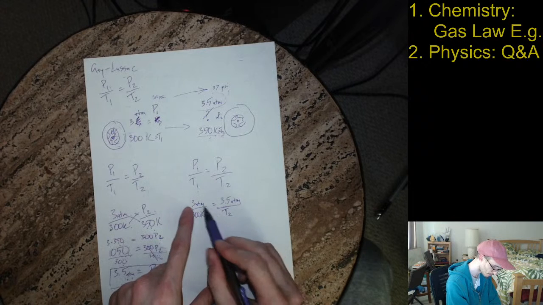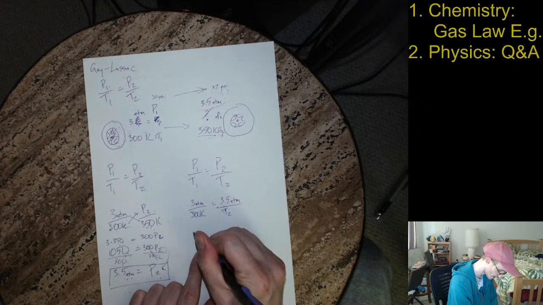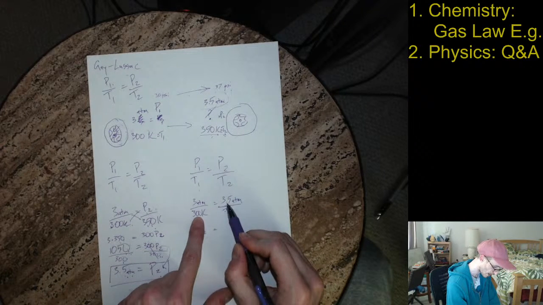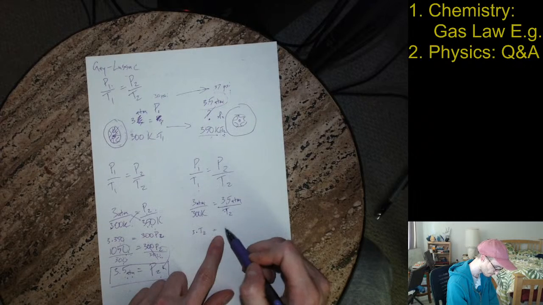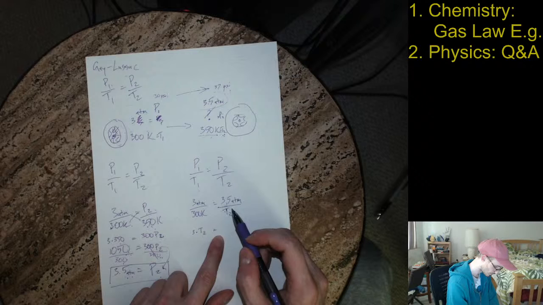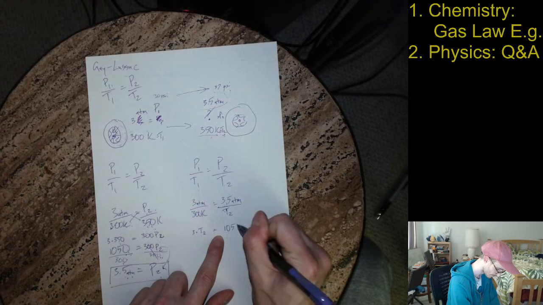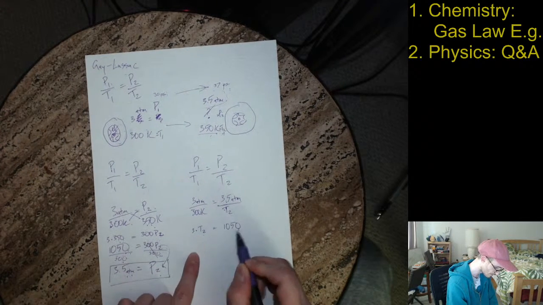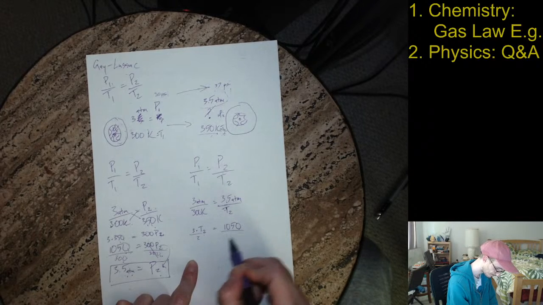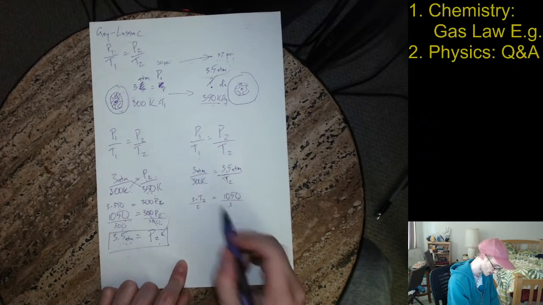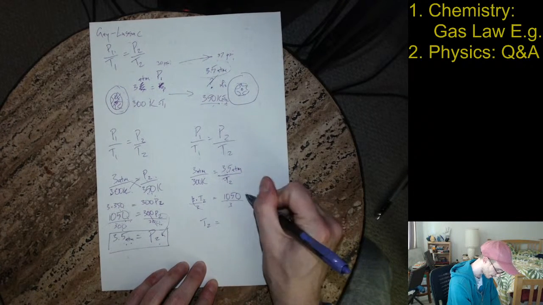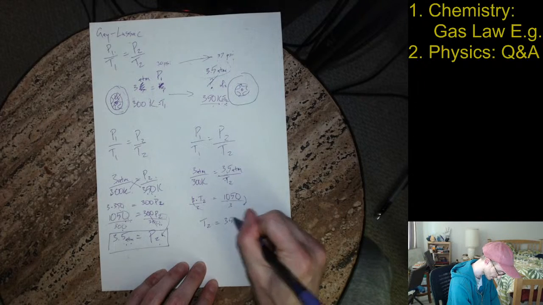So again, I need to cross multiply. 3 times T2 on this side, and on this side, 300 times 3.5, which is going to be the same, 1,050. It's got to be. So then I have 3 times T2 equals 1,050. I need to divide both sides by 3. Easy peasy. So this is going to cancel out, and then 1,050 divided by 3. So T2 will be on this side, and this fraction divided is 350.